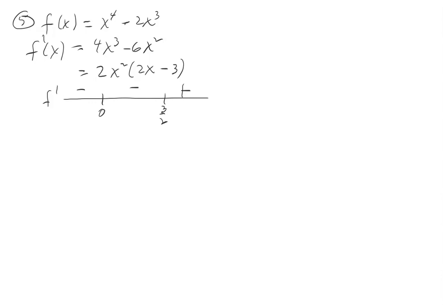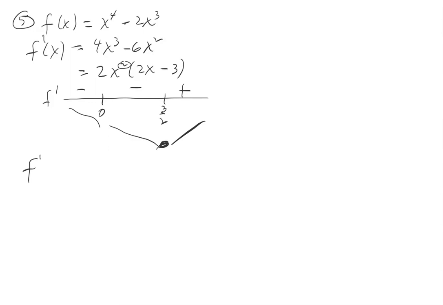How come it stays the same around 0? Because there's an even power on that. Or if you don't know, plug in numbers. So we got decreasing, decreasing, increasing. So there's one extrema only at 3/2. Probably can narrow it down, but I don't want you to narrow it down.